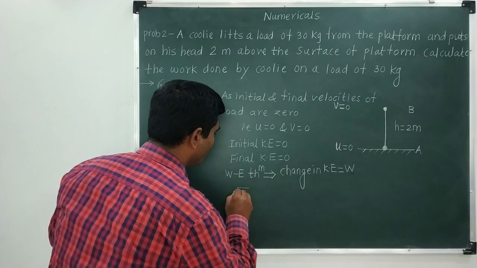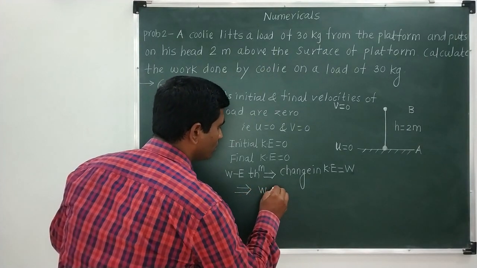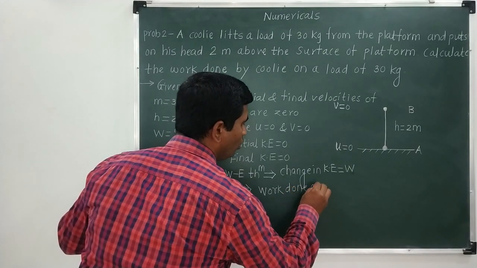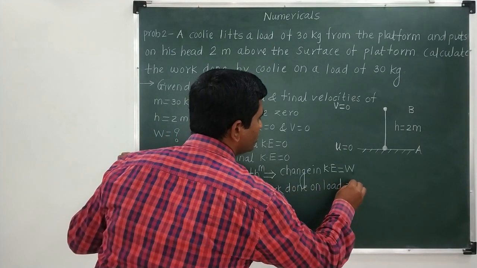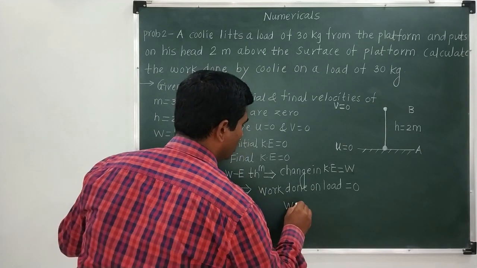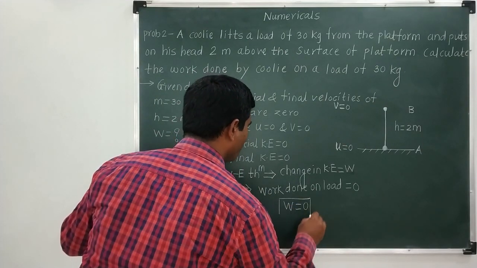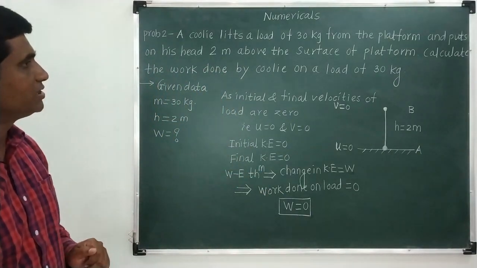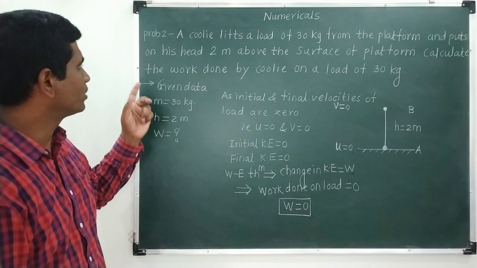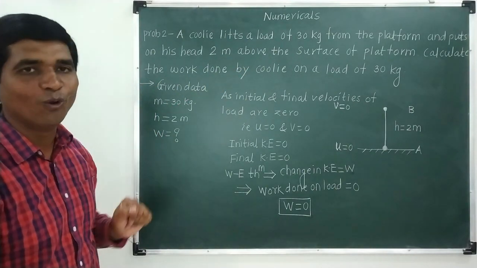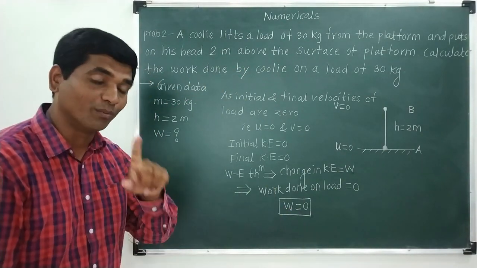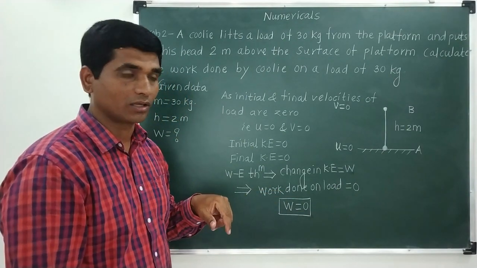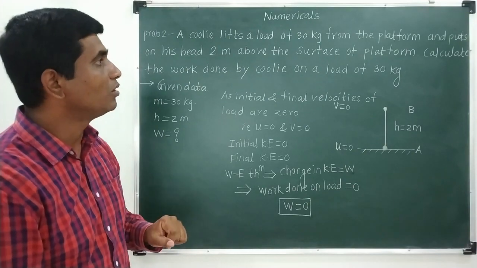So from this one we will get that work done on load is equal to 0. Work done on load, W is equal to 0. Some people might stop here only and they will say that, oh, they have asked us to calculate the work done by the pulley on the load. That is coming out to be 0. But remember, this is the work done on the load. Okay, and why is it coming out to be 0?